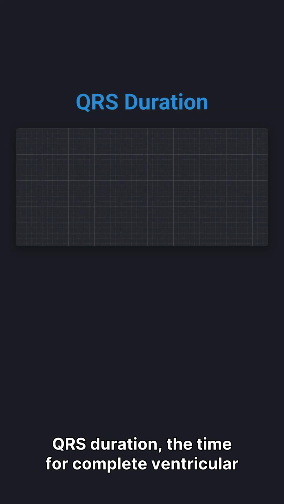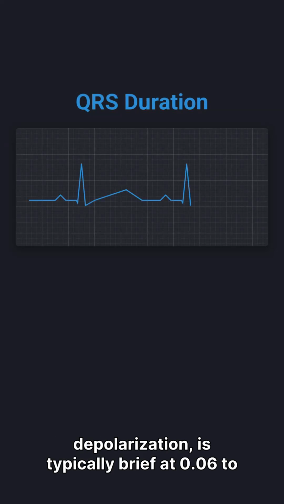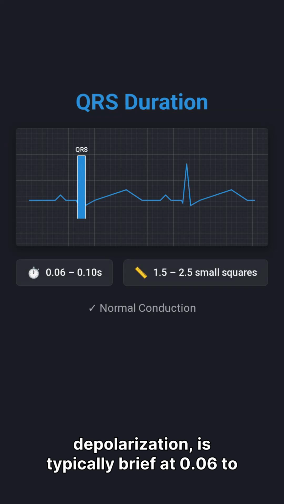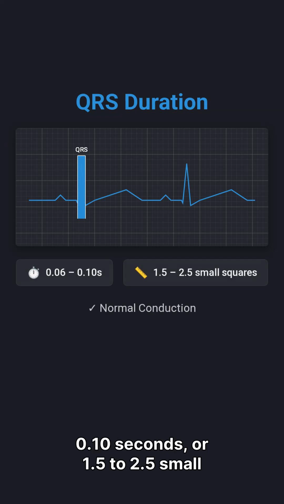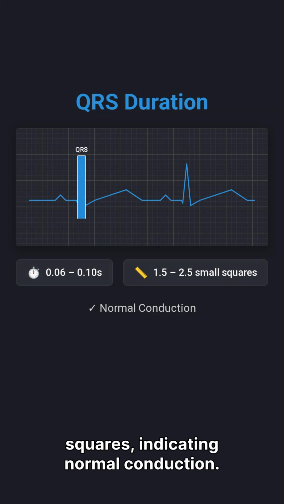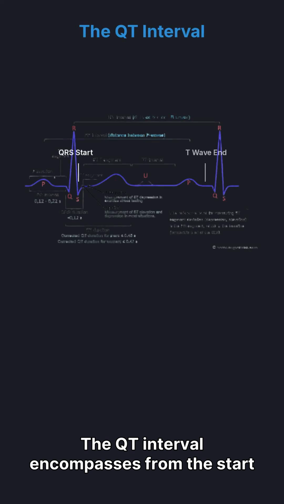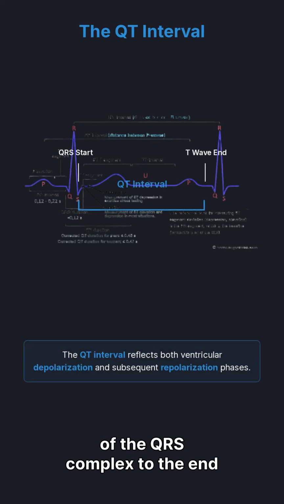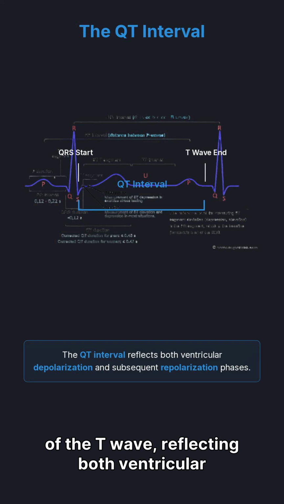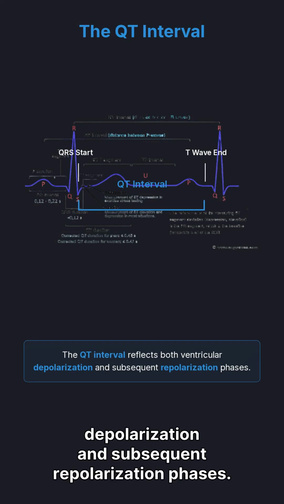QRS duration, the time for complete ventricular depolarization, is typically brief at 0.06 to 0.10 seconds, or 1.5 to 2.5 small squares, indicating normal conduction. The QT interval encompasses from the start of the QRS complex to the end of the T wave, reflecting both ventricular depolarization and subsequent repolarization phases.